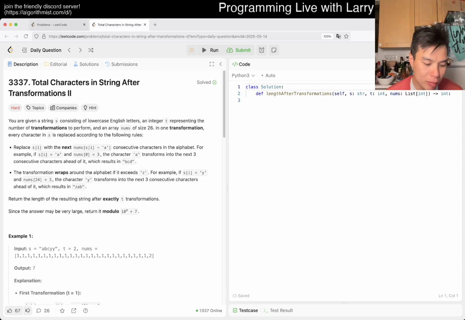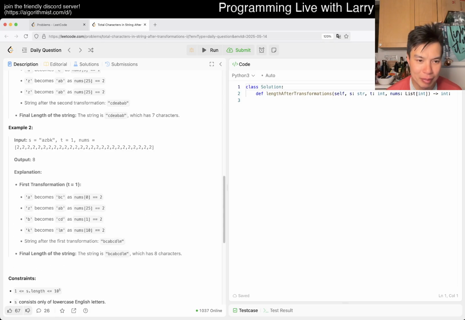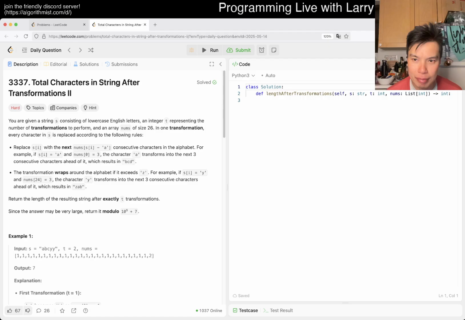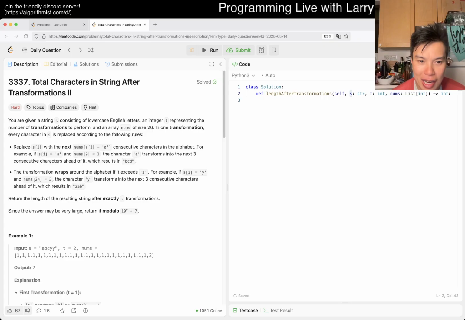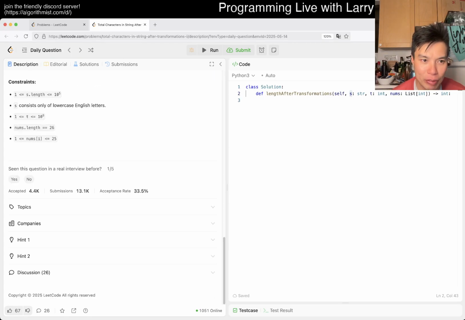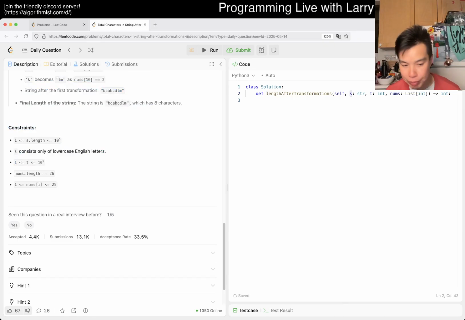I mean, this problem is a little bit of a spoiler from what we did yesterday, in the sense that it is exactly the same problem, and we kind of expected that. The two differences are that the transformation for Z is not the same: there's a replace Z with the next, and then the transformation wraps around, okay? And then also T.